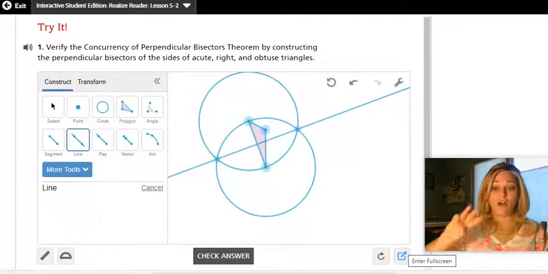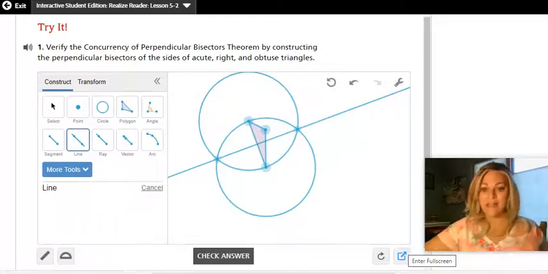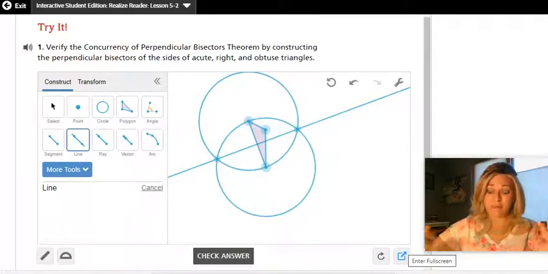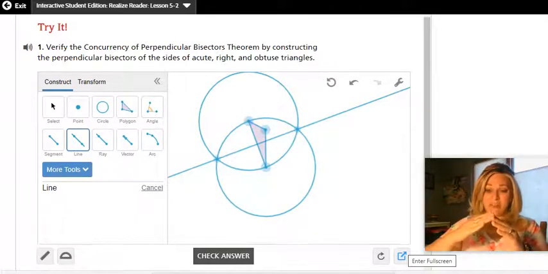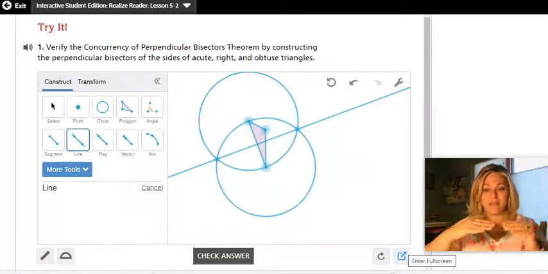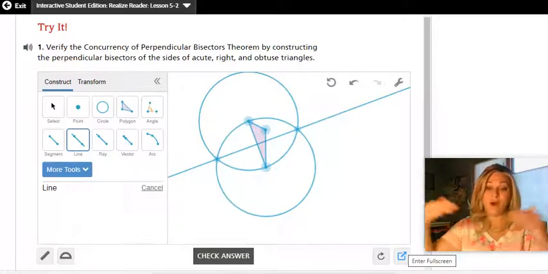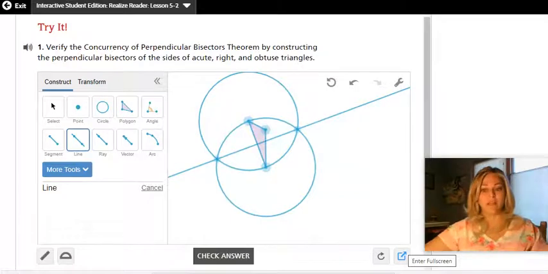You want to do that to all three sides. Now, technically, you only need to do it to two because they will intersect, but I always recommend doing it to the third side as well, because what if you were off on one of those? But if you do all three, then you're really for sure confident.